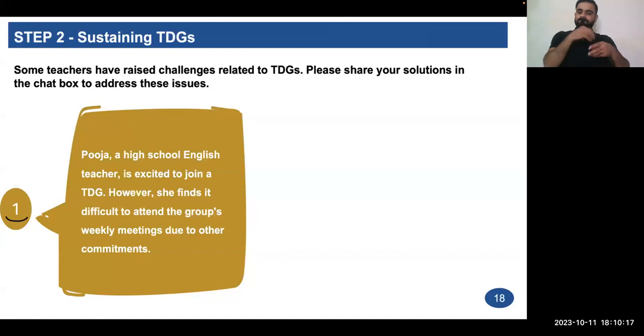Now, as a participant, what solution will you share with Pooja? Okay, Rohini ma'am is saying she can join online through a Zoom meeting. Okay, so she can collaborate later with her colleagues. Fine, exactly. You can shift from offline to online, virtual meetings. Good. She can join later.